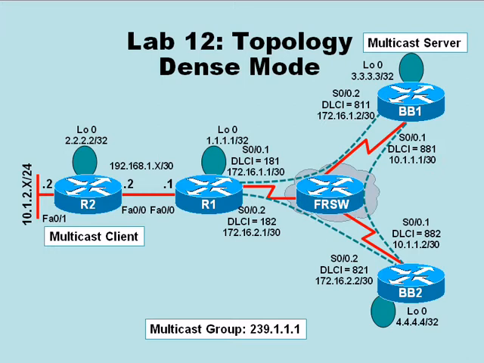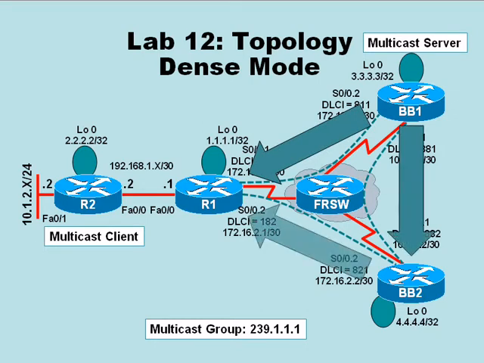And when we do that, BB1 is going to flood multicast traffic to R1 and to BB2. BB2 is going to receive it, and it's going to flood it out to R1. At this point, R1 is receiving duplicate multicast packets. Which multicast packet does it actually trust, and which one does it actually use?